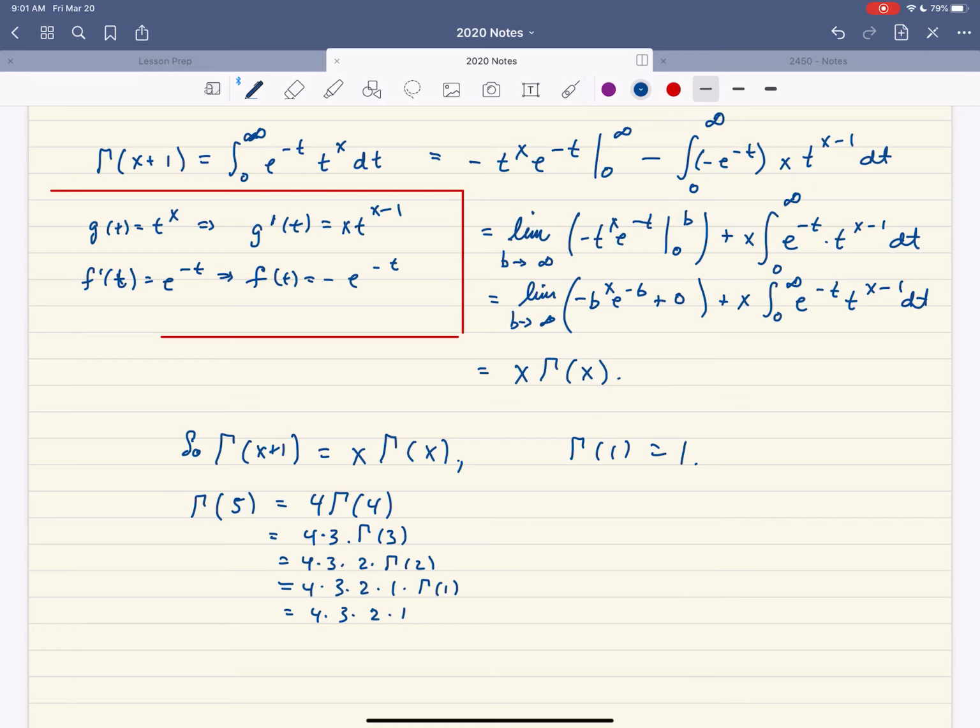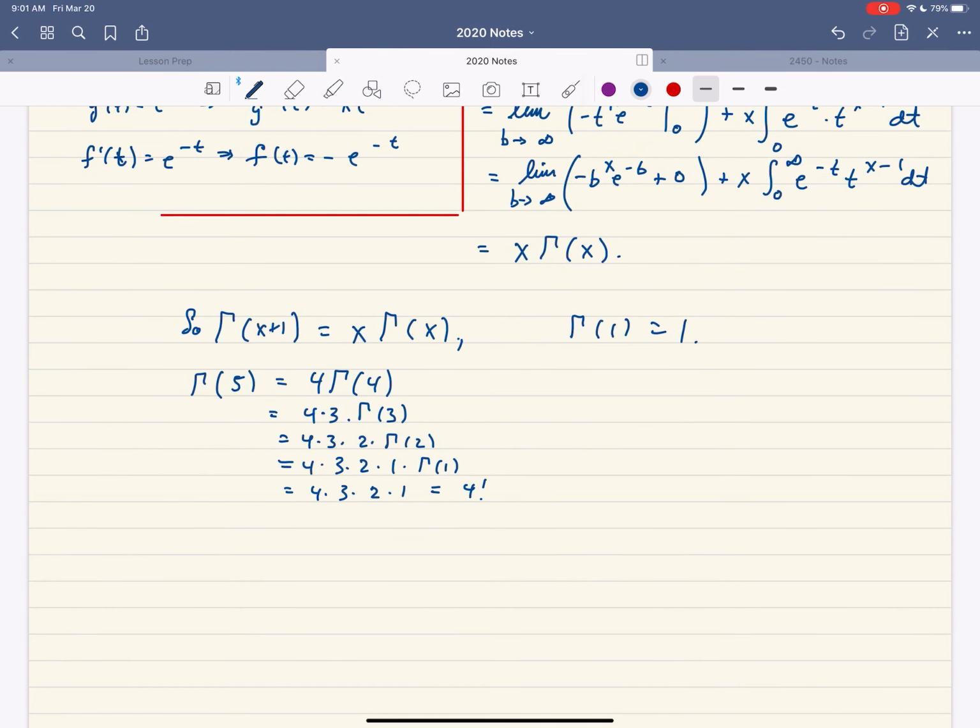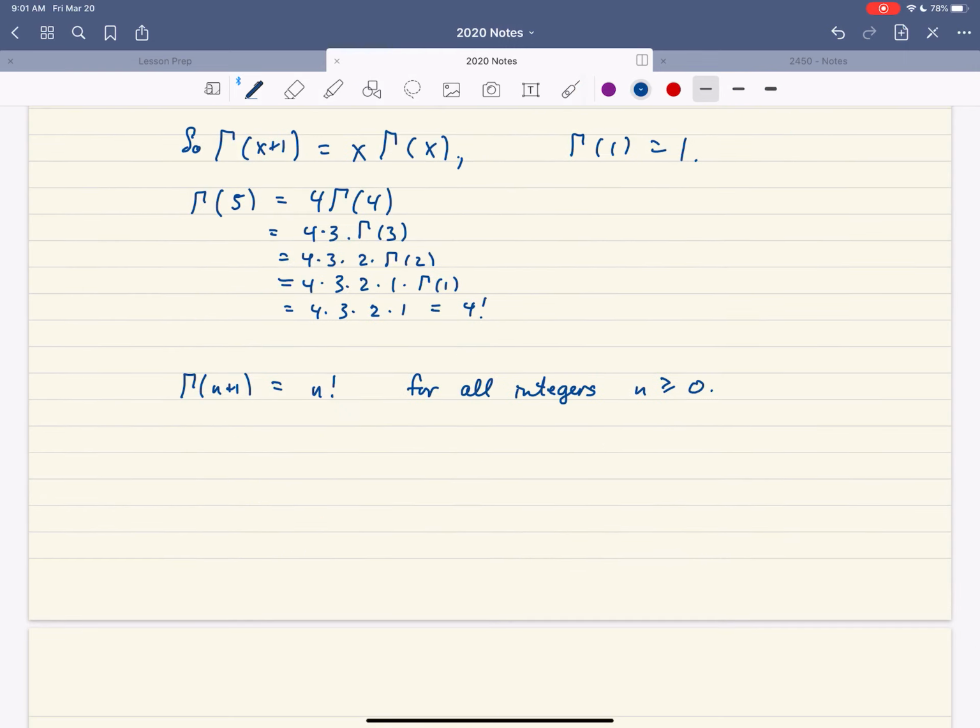So it turns out that gamma of 5 is 4 factorial. In general, gamma of n plus 1 is going to be n factorial for all integers n greater than or equal to 0. So even for gamma of 1, this 1 that we get, we can think of as 0 factorial. And that is the gamma function. We have one last thing to evaluate, and that's gamma of 1/2.